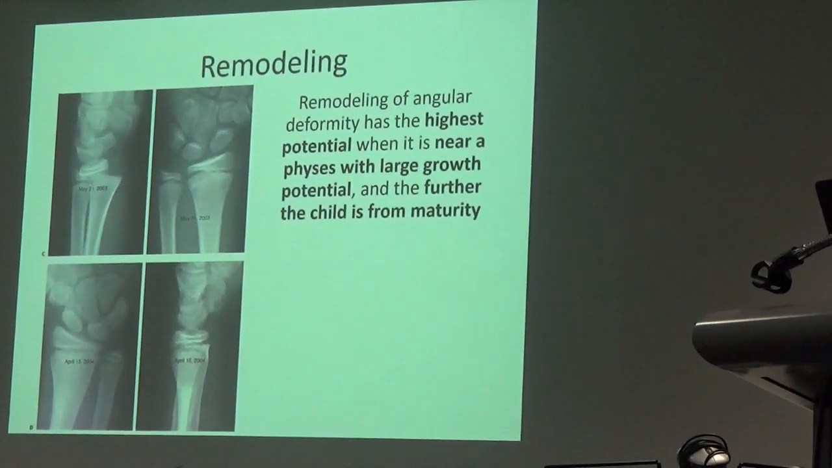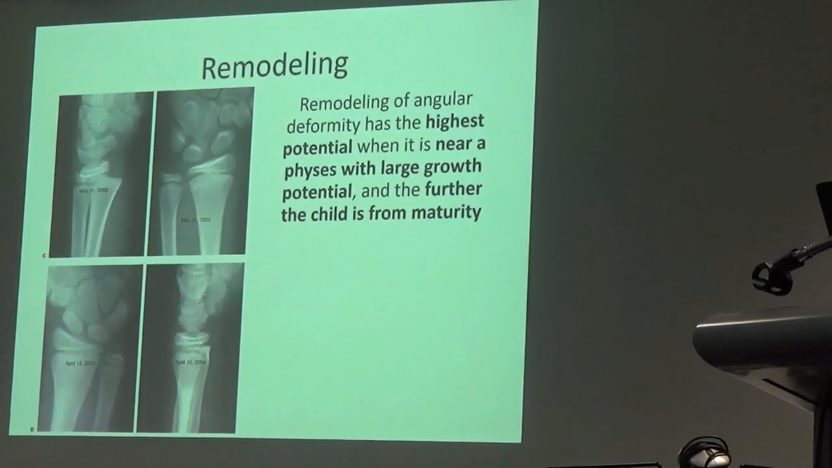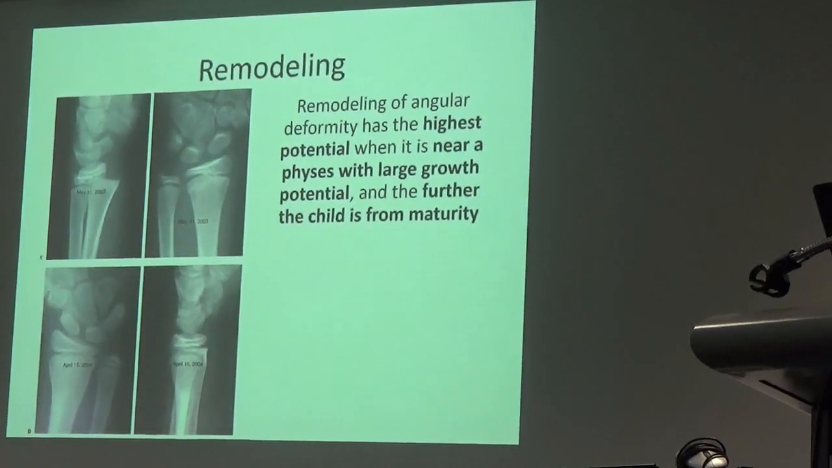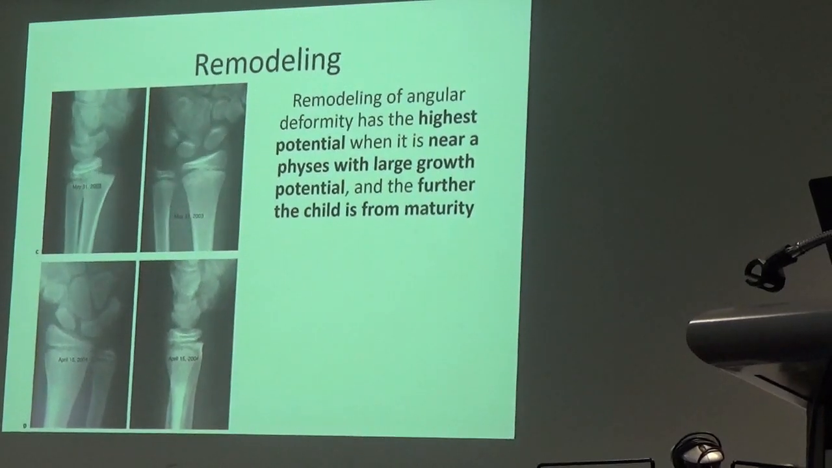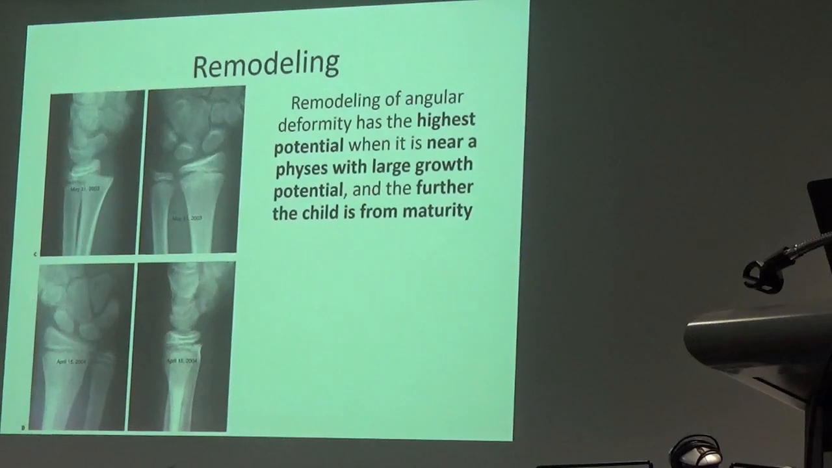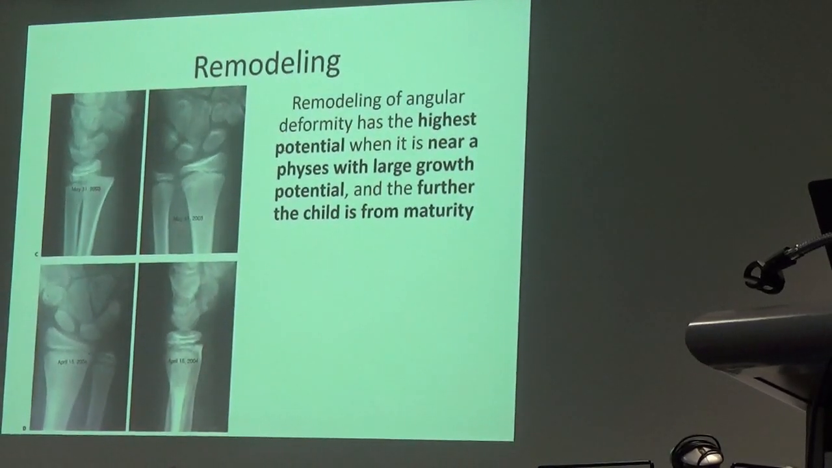So if we look at the ability to remodel, the highest potential to remodel is the closer to the epiphysis. But you've got to pick the epiphysis that's going to grow the most in a child that's got the most to grow. So as a take-home message, the younger the child is, the more ability they have to remodel a fracture that's not at perfect alignment. And in that child, the best potential will be in the physes that are going to grow the most.